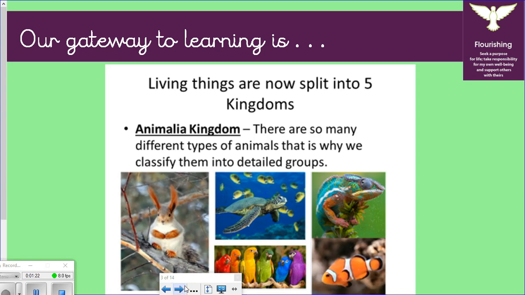Next one is the Animalia kingdom. And there are so many different types of animals. That is why we classify them into detailed groups.